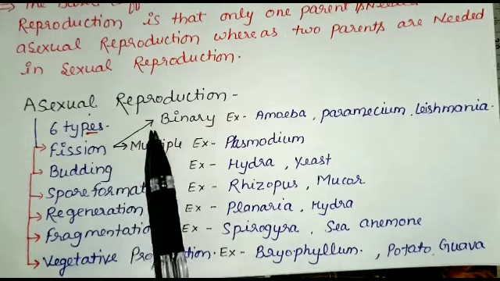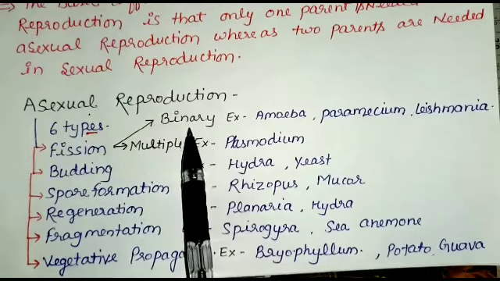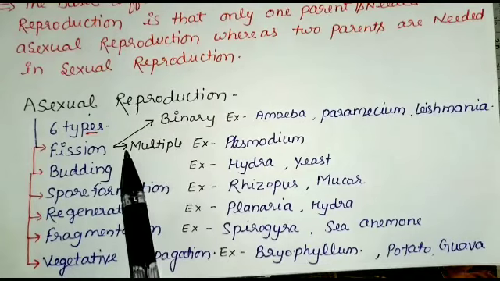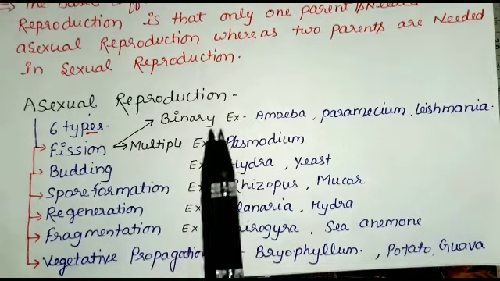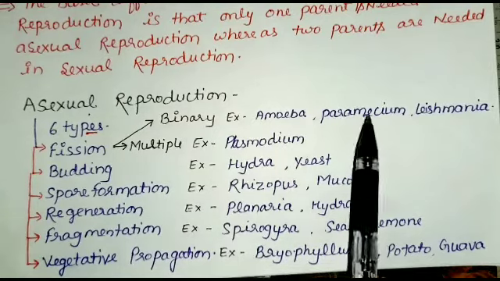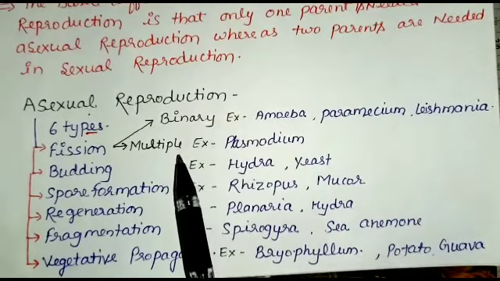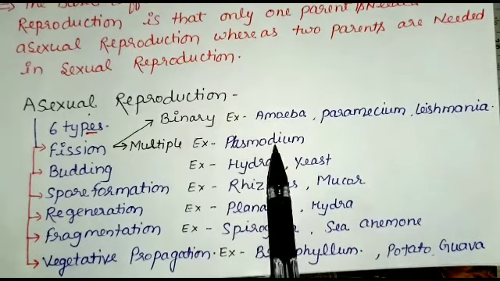If divided into two parts, that represents binary fission, and if divided into more than two parts, that shows multiple fission. Examples of binary fission are amoeba, paramecium, leishmania. The example of multiple fission is plasmodium.